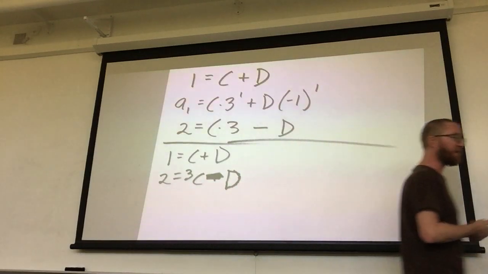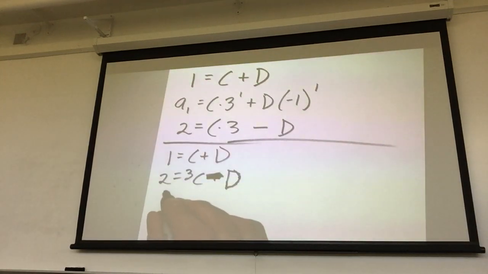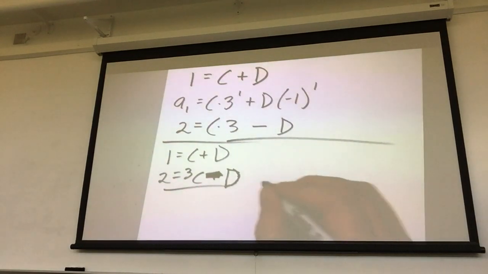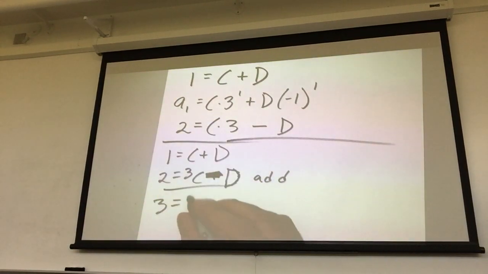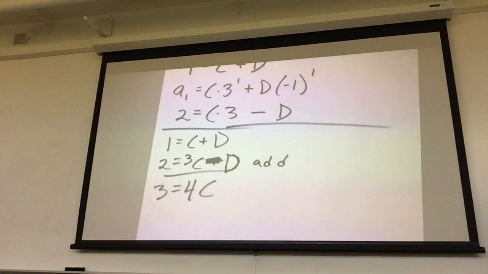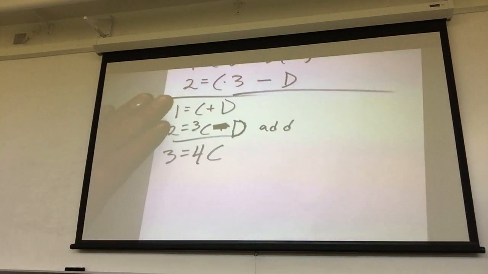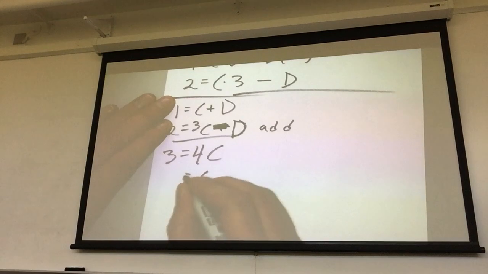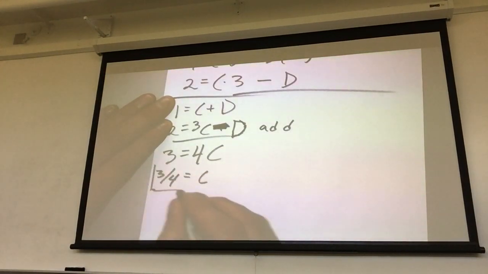Okay. So if I took these 2 equations and added them together, I'm going to get 3 is going to equal 4C. So you can say C would equal 3 divided by 4. Great, I got one of them, figured out what C was.